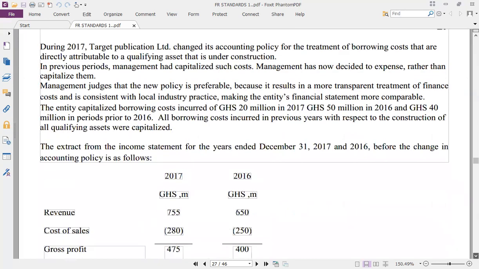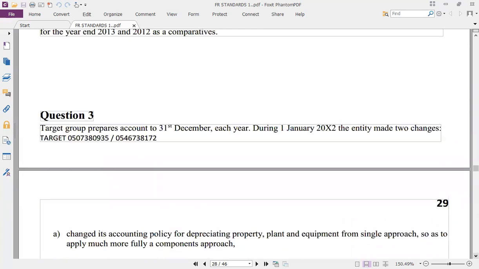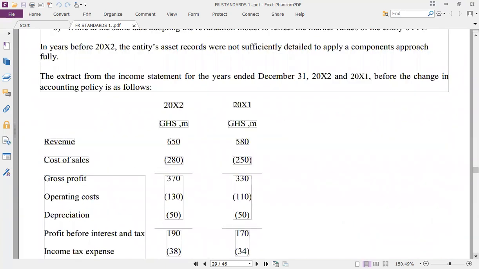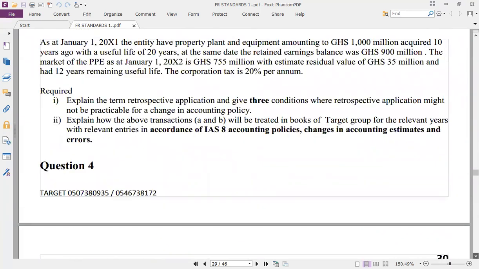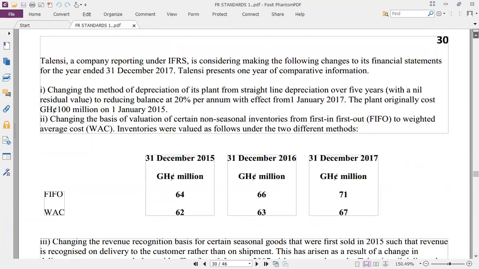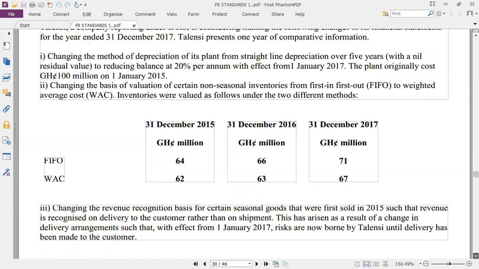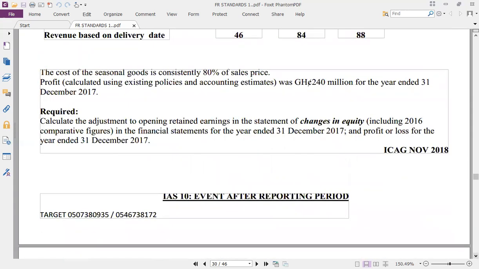So these tutorial questions are very good for your health, especially question 3. But question 4 is your past question, that's November 2018. So we will try that one too. Then we are done. Our next standard will be Events After the Reporting Period, and we will look at that one too.